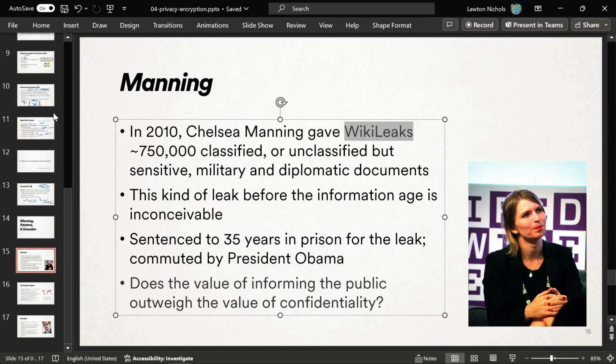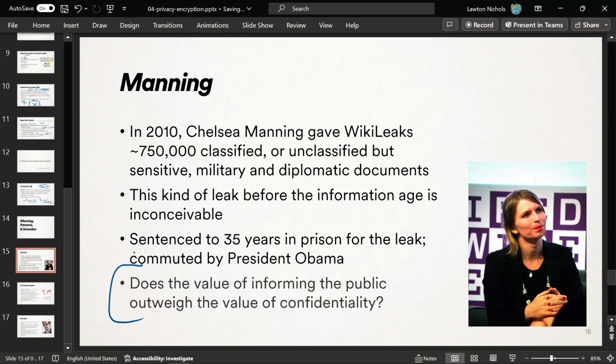WikiLeaks is notorious for forgetting to blur things out. Like, it's very hard to do it for 1 million things. And so that might have put them in danger, stuff like that. And so there's a lot of tug and pull there. There's a lot to think about. Should this have been done? Is it okay? Does the value of informing the public outweigh the value of confidentiality? Outweigh the letter of the law? Okay? This is a big, heavy-hitting question that I want you to think about now.